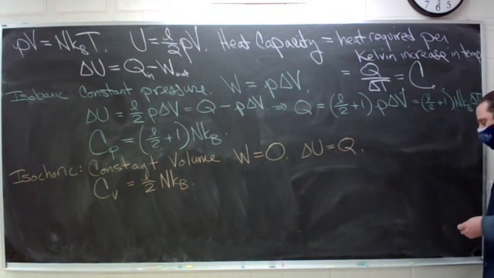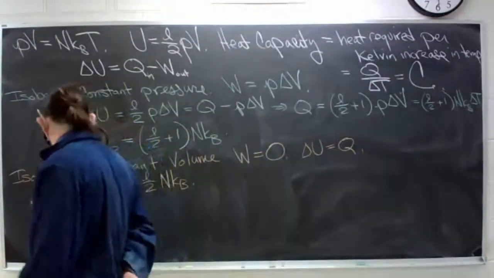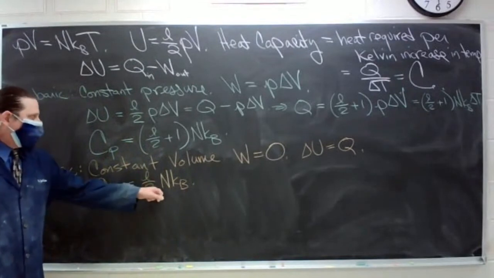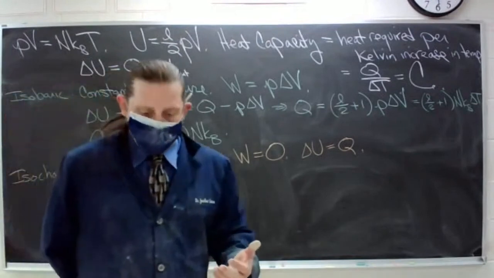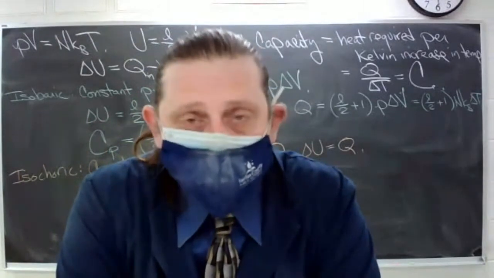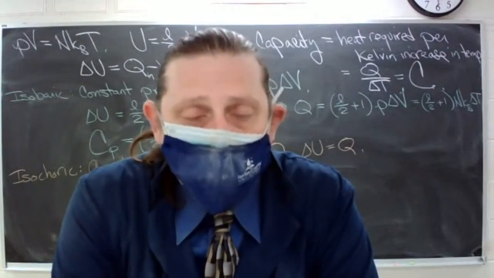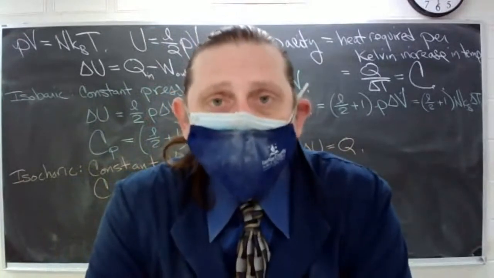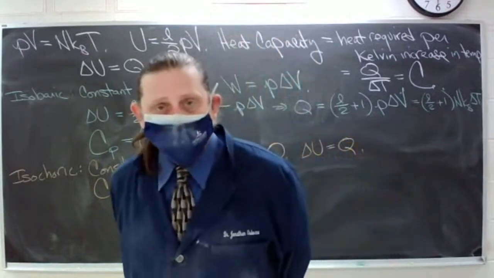All right? Now, the reason why the heat capacity at constant volume is smaller than the heat capacity at constant pressure is because in order to heat up a gas at constant pressure, we need to provide all the energy required not only to increase the internal energy, but also to allow the gas to do the work that it has to do in order to expand.